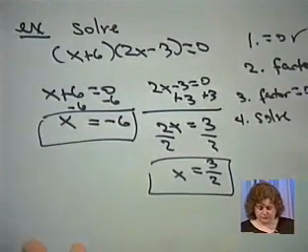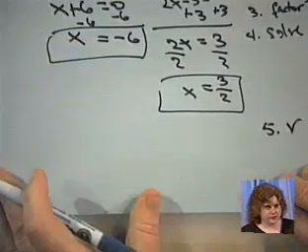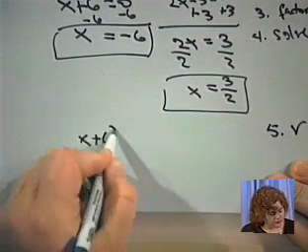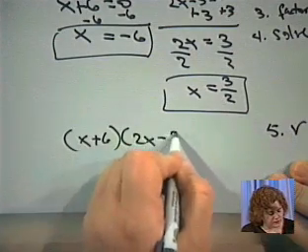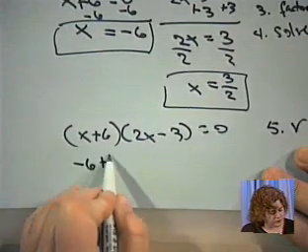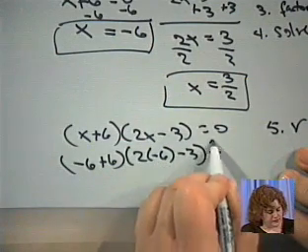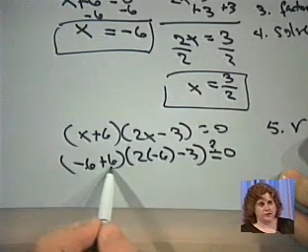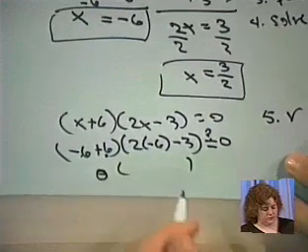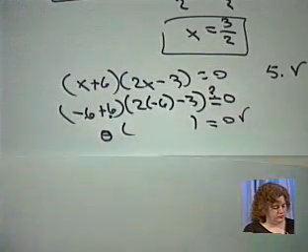And to check it, which I will go ahead and do, we're going to put them in the original. Well, the original was x plus 6 times 2x minus 3 equals 0. So let's put in a negative 6. Negative 6 plus 6, 2 times negative 6 minus 3. Is that equal to 0? Well, negative 6 plus 6 is equal to 0. So I'm going to have 0 times this other thing, and that is indeed equal to 0, so I'm good. I don't even have to worry about evaluating that other little piece there.